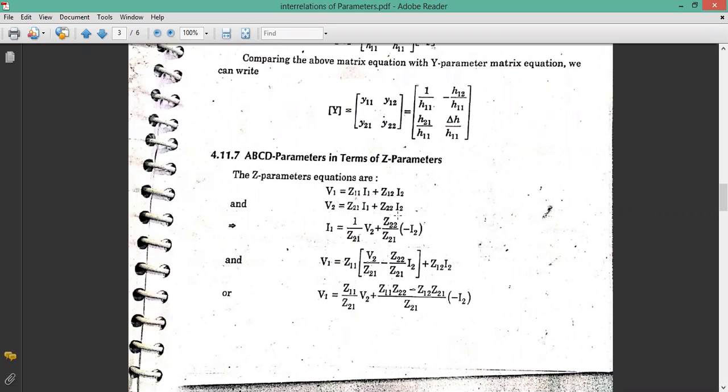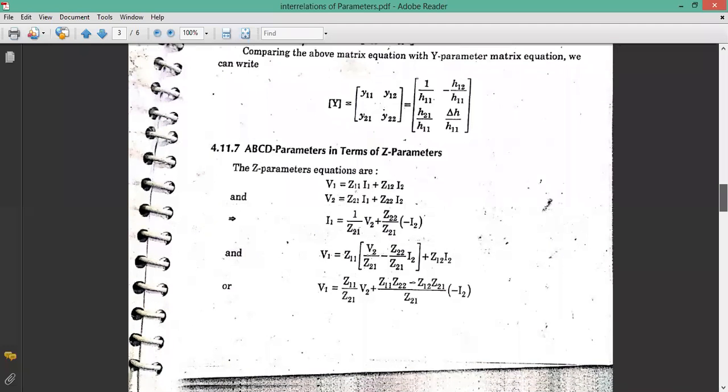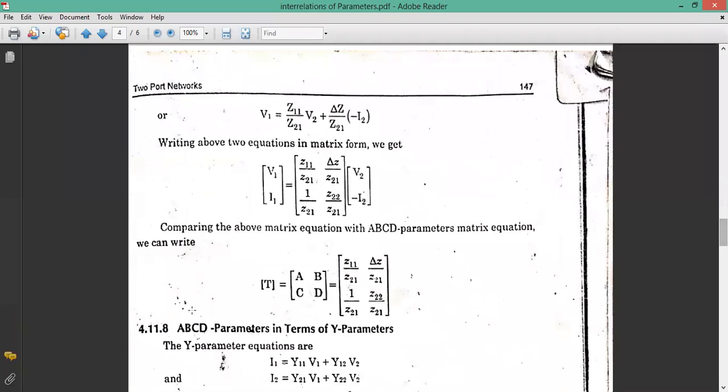Okay. Now we know in case of ABCD parameter, we have on the left hand side V1 and I1. So I can arrange these two equations in such a manner that on the left hand side you have V1 and you have I1. So I can take I1 from the second equation and substitute this I1 into the above equation. So when you solve these equations, you can see your ABCD parameter, that is ABCD is equal to Z11 upon Z21, del Z upon Z21, 1 upon Z21, Z22 upon Z21.